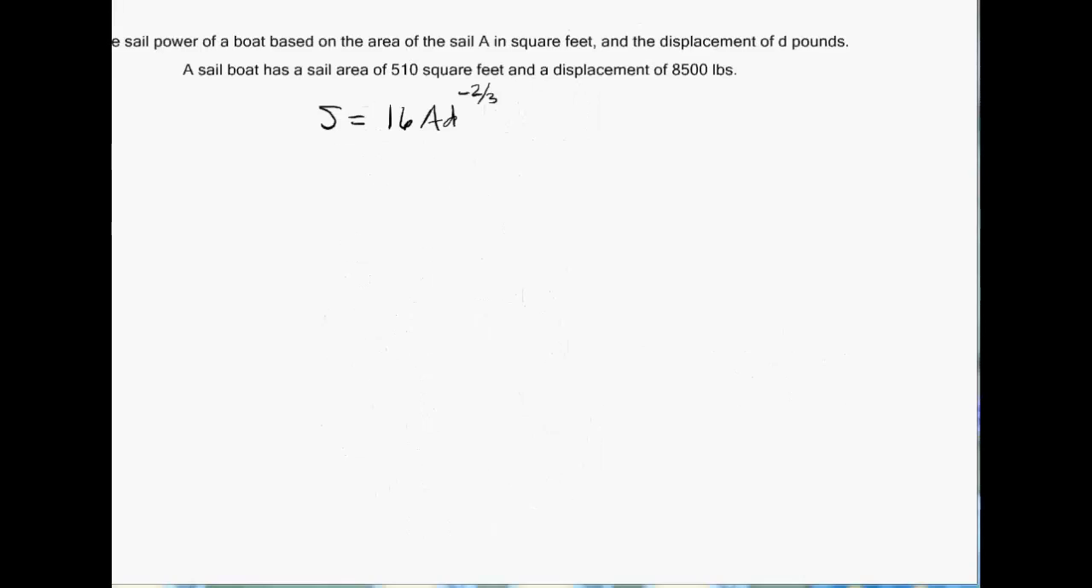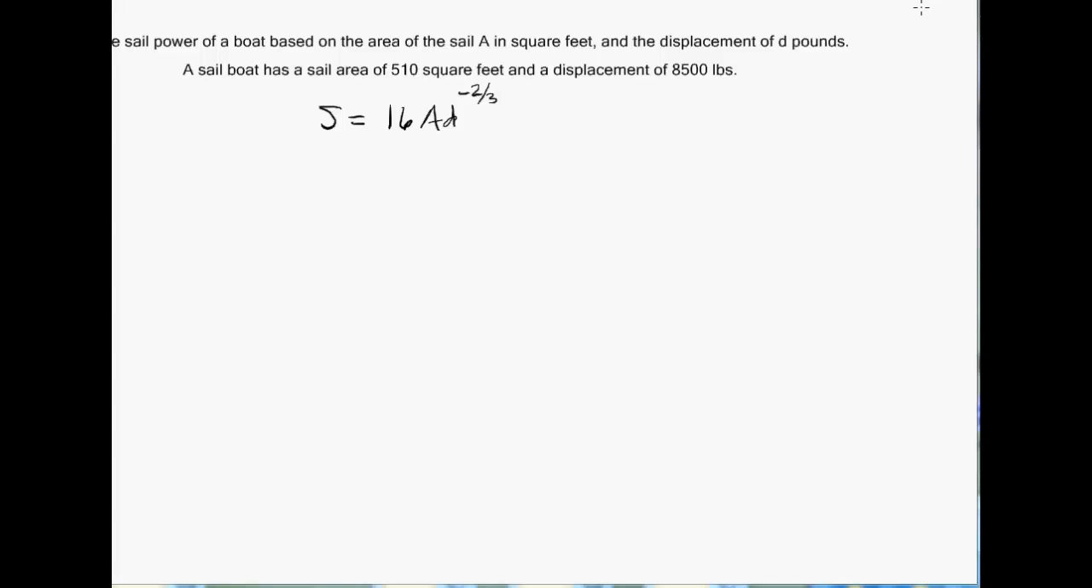Okay, in this next problem, we've been given the formula for computing the sail power of a boat based on the area of the sail in square feet and the displacement, which is in pounds. So the formula to compute the sail power is S equals 16A D to the negative 2/3 power, where S stands for the sail area displacement ratio. We've been given that the sail area of the sailboat is 510 square feet, and it has a displacement of 8,500 pounds.